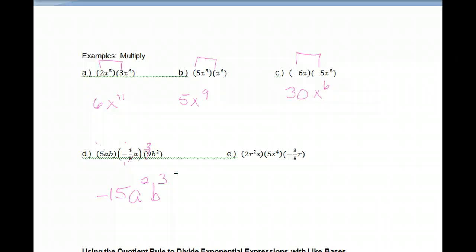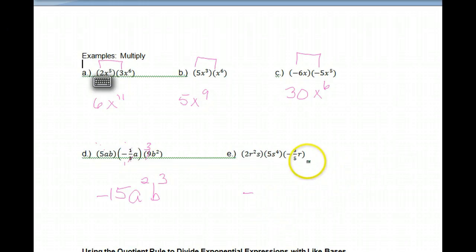Okay, by now you should have had an opportunity to complete letter E. As you're moving through this problem, we have 2 times 5 times -3/5. So we have 2 positive coefficients and a negative coefficient. Whenever your number of negative signs is odd, your answer will be negative. So I'm going to go ahead and write that negative sign down there so that I don't forget about it.